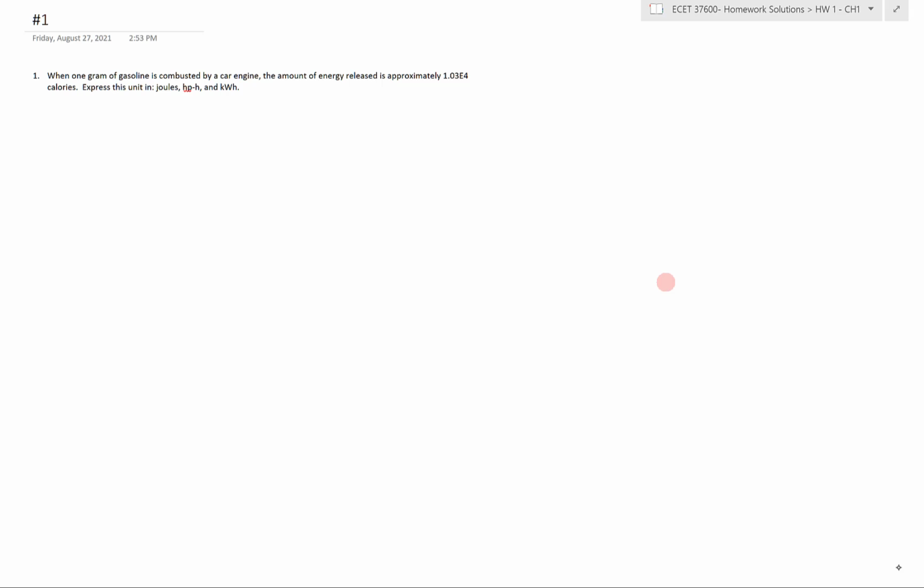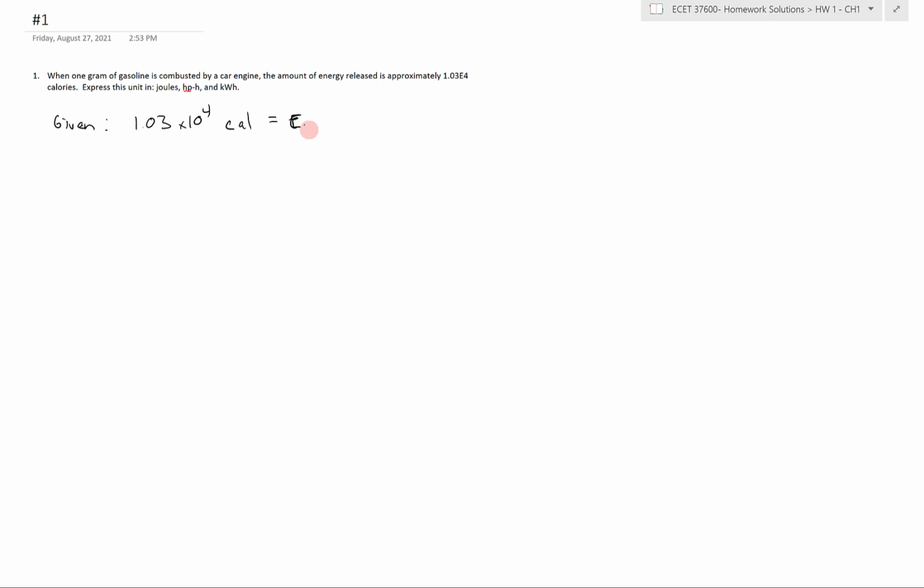So the givens in this problem are that there is 1.03 times 10 to the 4th calories. Units of calories is CAL typically, and that's the energy in the system. We're going to use E in this problem. Energy is one of those variables that gets a lot of different symbols, so I'm just picking E here.